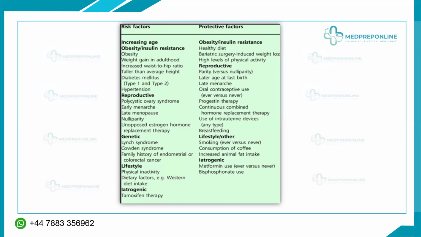Now, the opposite of which will be the protective factors, right? So if a patient has a healthy diet, if they've undergone bariatric surgery for weight loss, as well as high levels of physical activity. Parity, later age at birth, later menarche, as well as OC pill use, which is associated with continuous combined hormone replacement therapy. These are protective factors. Breastfeeding is a protective factor, right?